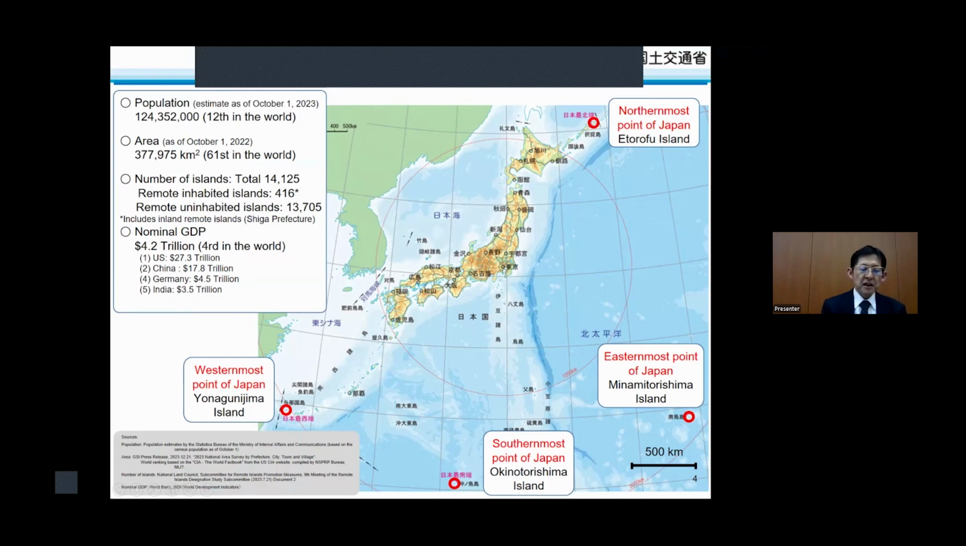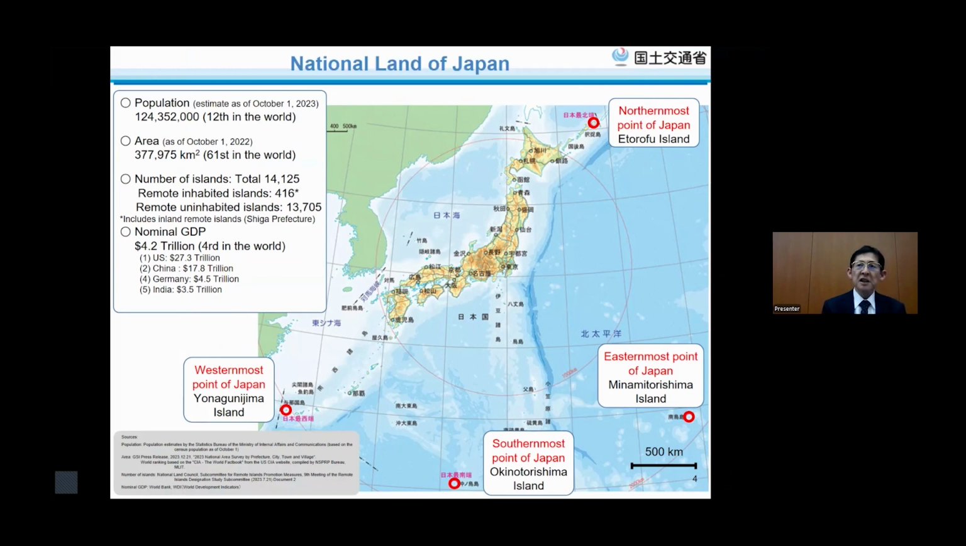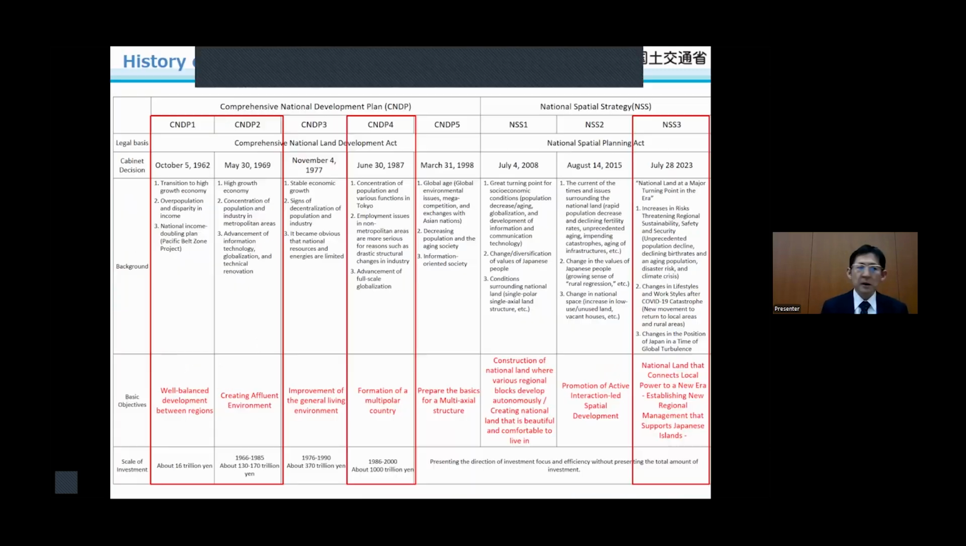So this is a Japanese map. We have 125 million people. We are 12th in the world in terms of population. And we have 37,000 kilometers of land. And for the EEZ, we have about 420 million land. As you can see, both north, south, and east, west, we are a very long country, and so we are a rather large country in this regard.